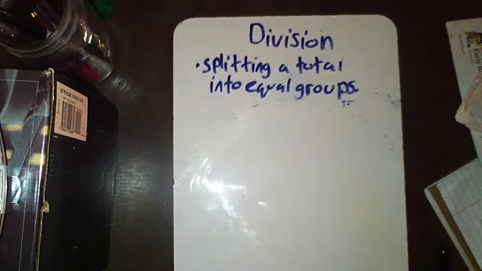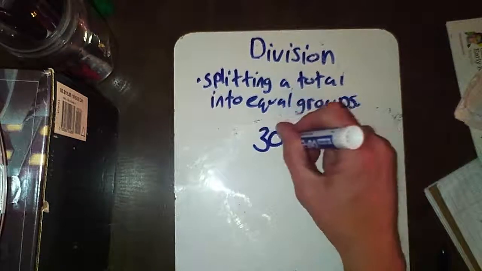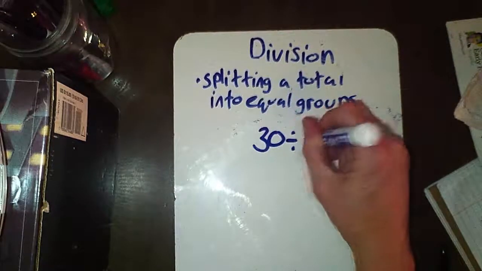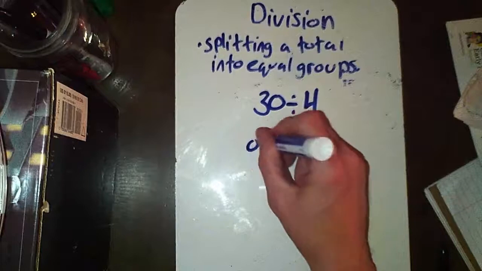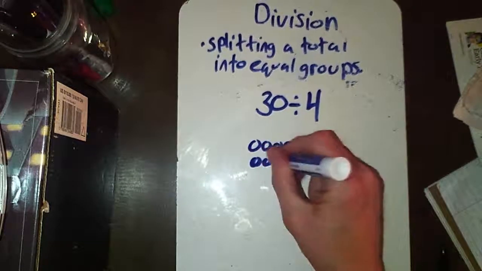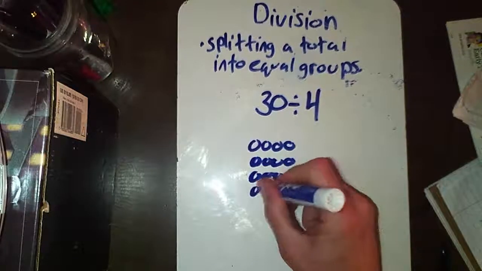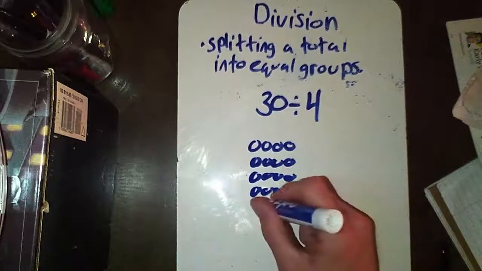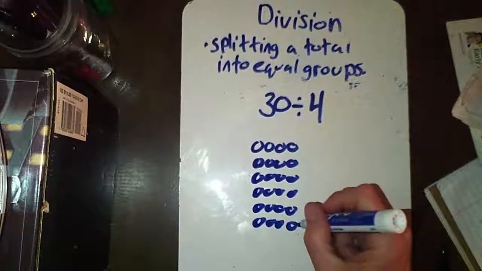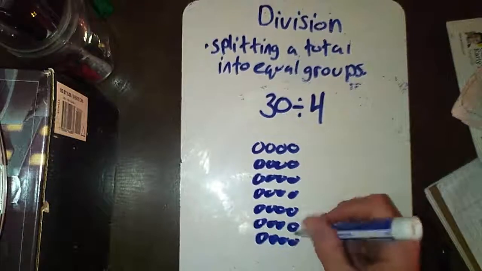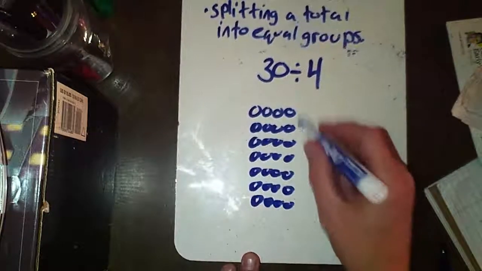So let's do, how about 30 divided by 4? All right, 30 divided by 4. Let's make groups of 4. 1, 2, 3, 4. That's 4. 2 groups of 4 is 8. 3 groups of 4 is 12. 4 groups of 4 is 16. 5 groups of 4 is 20. 6 groups of 4 is 24. 7 groups of 4 is 28. We got 7 groups of 4 is 28.